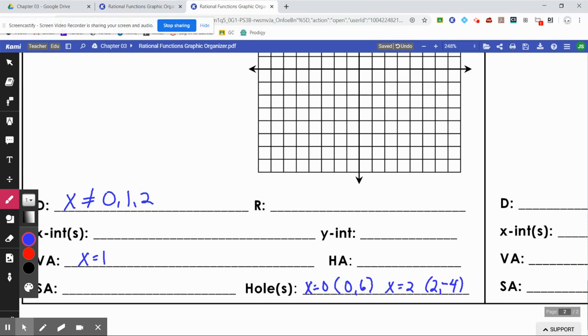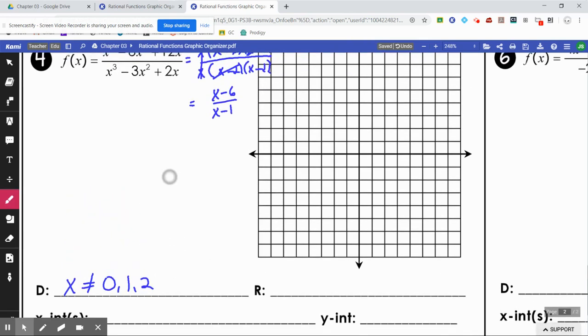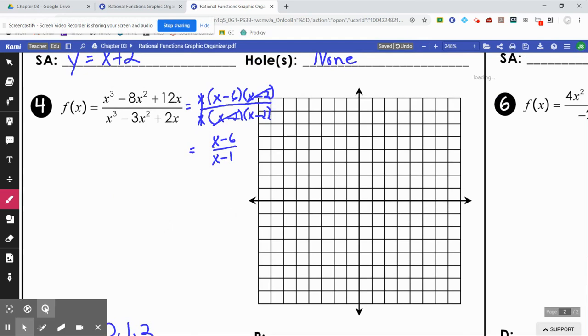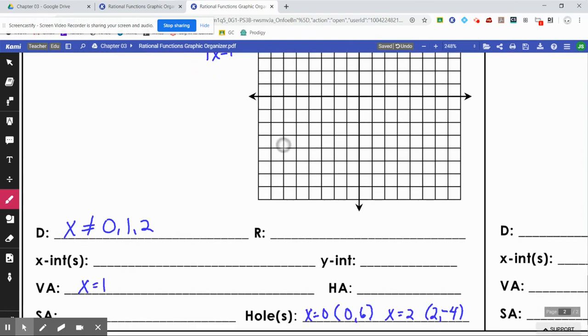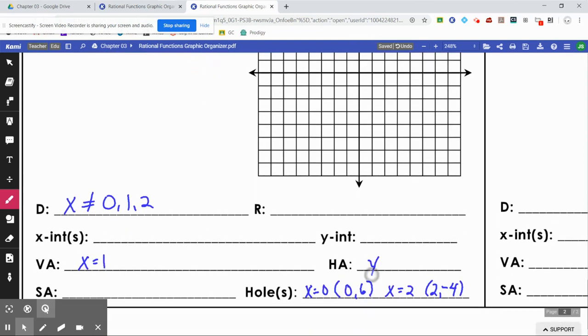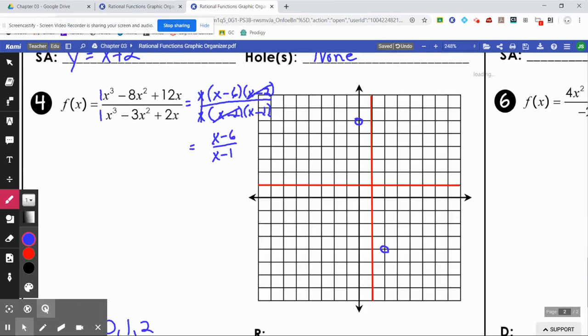We'll then find our horizontal asymptote or our slant asymptote by looking at our powers. We have x to the third over x to the third. You can get it from here, or you can get it from here. Since the powers are the same, then my horizontal asymptote will be the ratio of the coefficients, which would be y equals 1 over 1. So now we have all the vertical asymptotes and the horizontal asymptote. There will be no slant asymptote. And we have the holes, so let's go ahead and graph those. And there you have them.